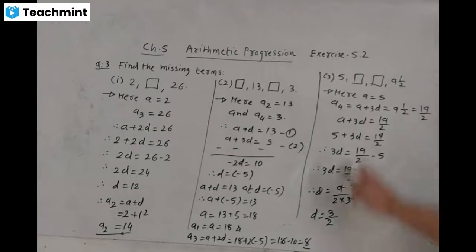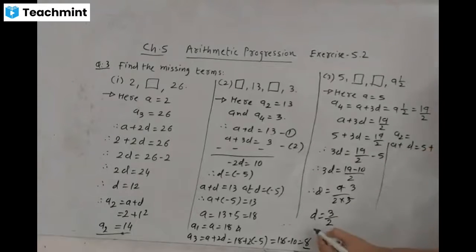Okay. What to find? Here the second and third term is missing, and the second term is equal to a plus d. That is the second term, a2. a2 is equal to a plus d. And what is a? a is equal to 5. What is d? d is equal to 3 by 2. 5 2s are 10, 10 plus 3, 13 by 2. Therefore, the missing term a2 is 13 by 2.